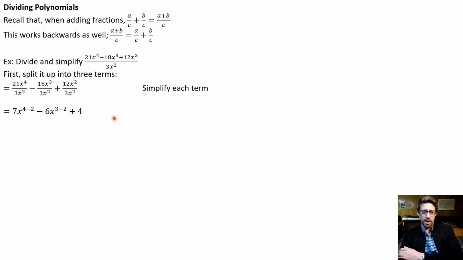Okay, and then just do the exponent math, which you could probably have done in your head. 4 minus 2 is 2, 3 minus 2 is 1. So there you go, 7x squared minus 6x plus 4. And that's as good as it's going to get. Okay, so when you divide a polynomial by a monomial, you get some other polynomial. And that's not that bad, so try a couple of those.